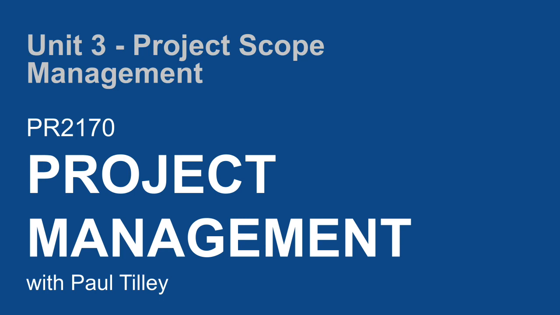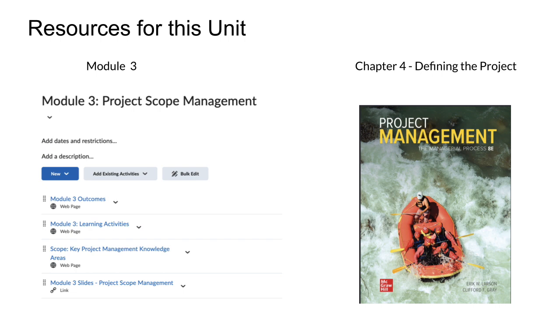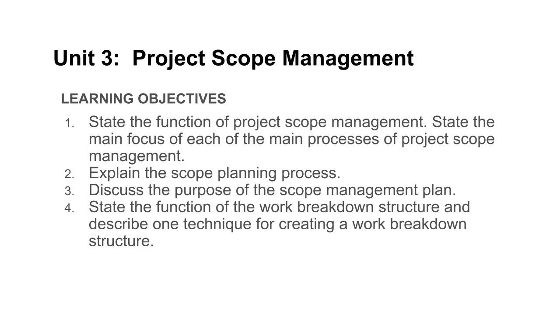Today we're looking at Unit 3, Project Scope Management. The material for this particular unit can be found in Module 3, Project Scope Management, and covered in Chapter 4, Defining the Project. By the end of this unit, you will have a good understanding of the function of project scope management, and we're going to look at the main focus of each of the main processes of project scope management. We're going to explain the scope planning process, discuss the purpose of scope management planning, and state the function of the work breakdown structure, which we'll look at in great detail.